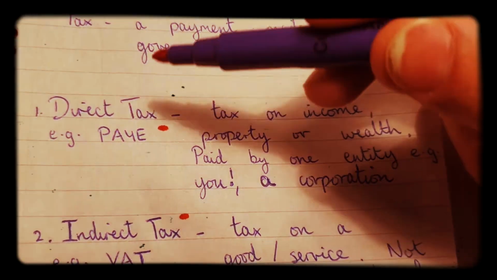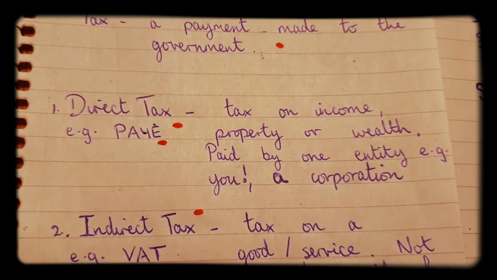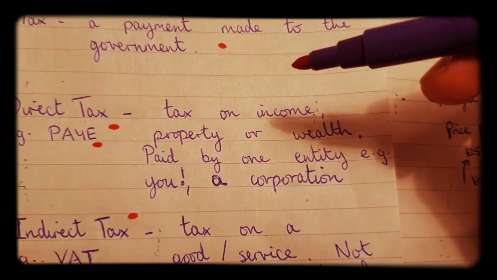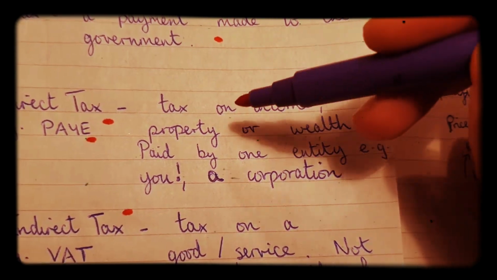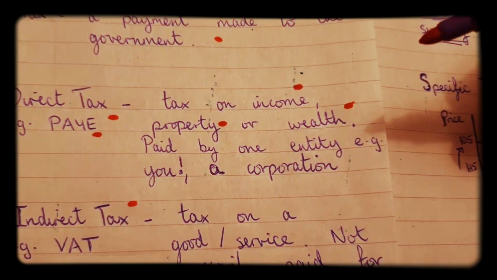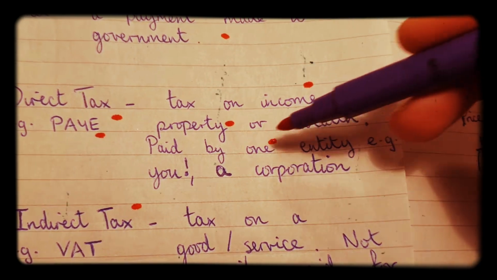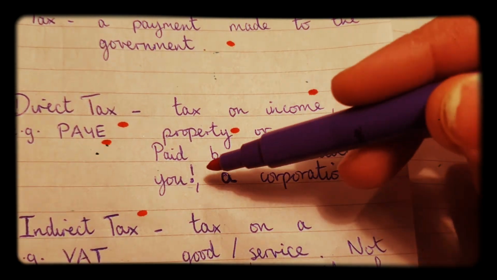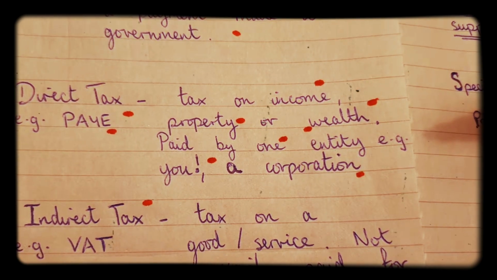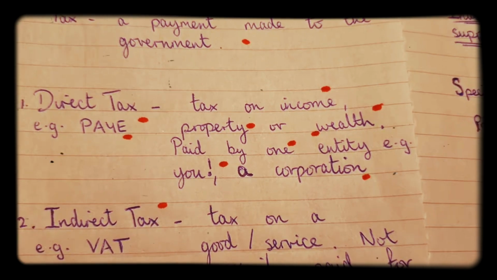An example of direct tax would be pay as you earn. In the UK, we have pay as you earn tax. It's basically income tax. So the definition of a direct tax is a tax on income, property, or wealth. When the government taxes you via direct tax, it's taxing one entity. For example, it could be you, or it could be a corporation or a business. So the tax has somebody's name on it, basically.